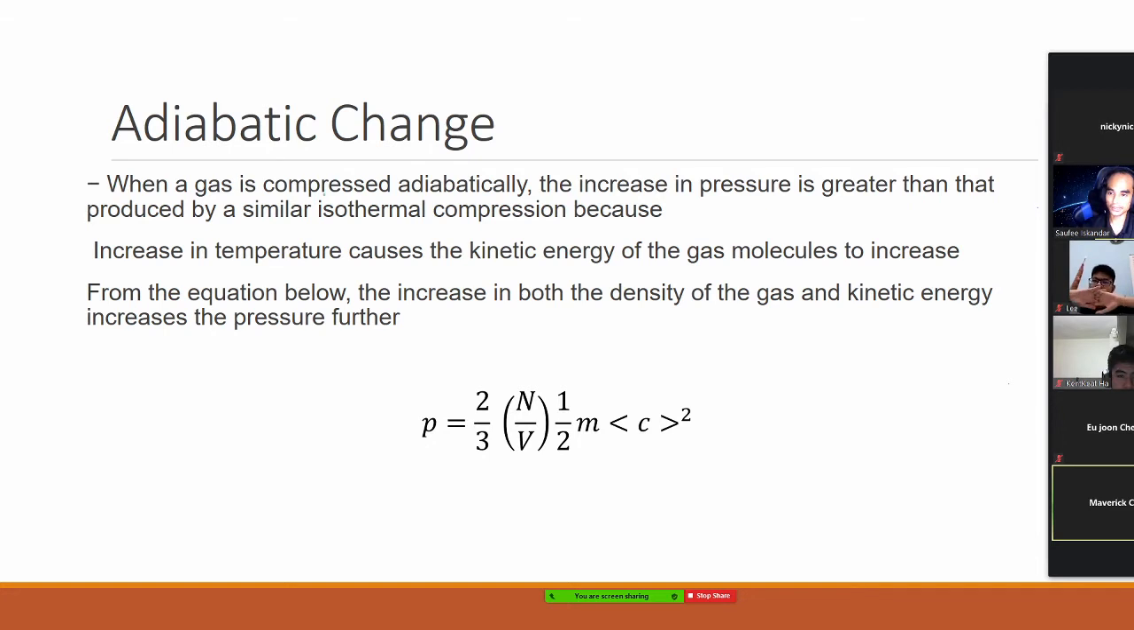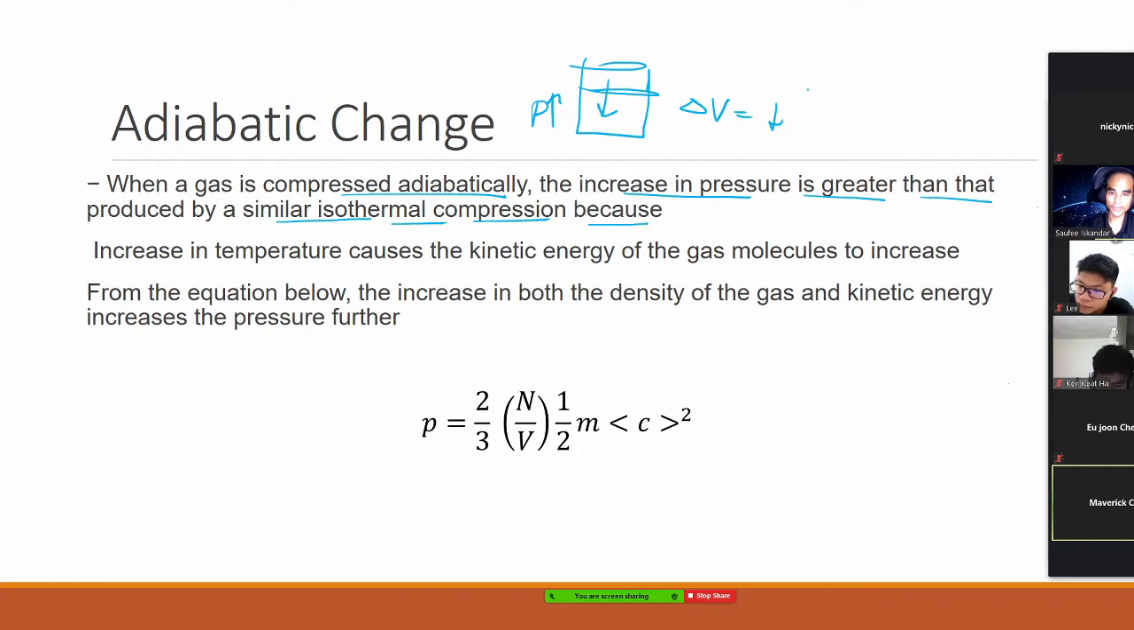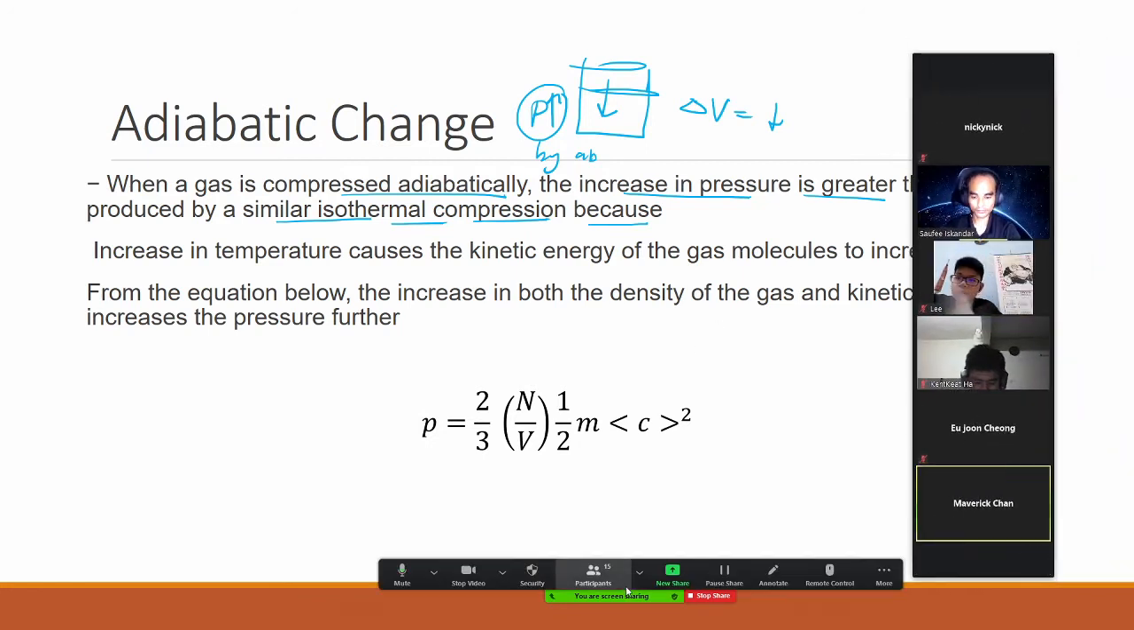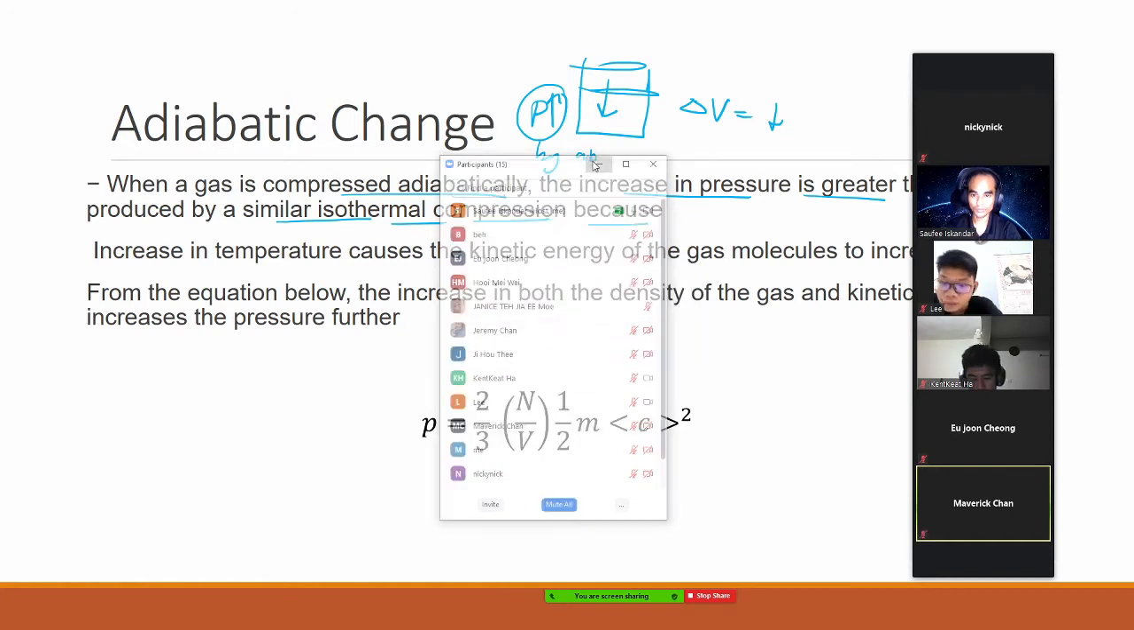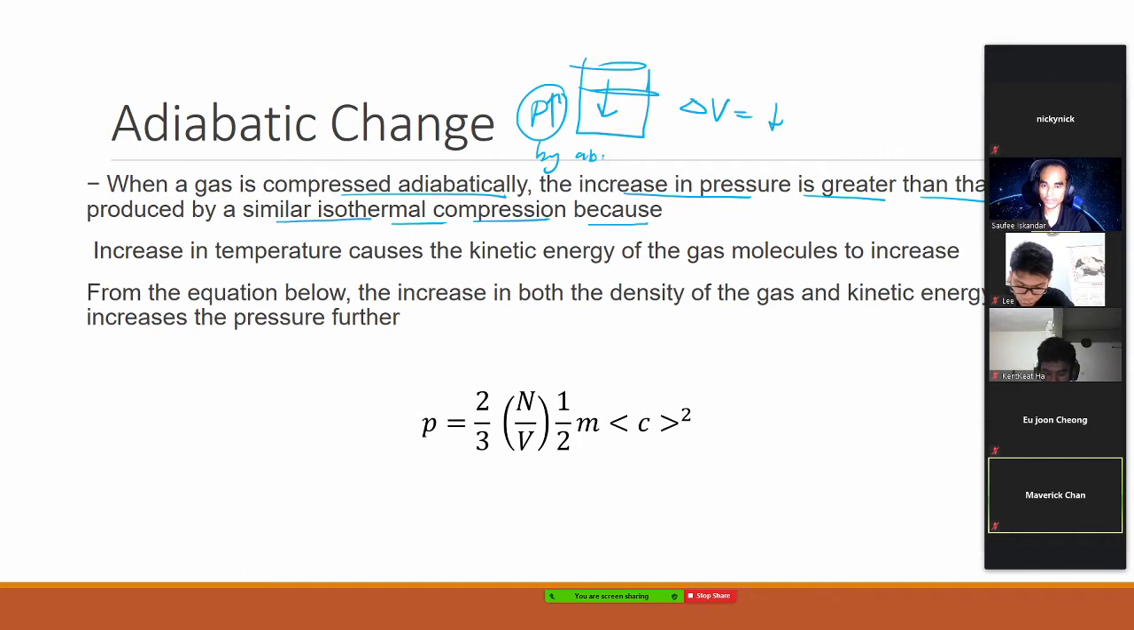When the gas is compressed adiabatically, the change of V is decreasing. The increase of pressure is greater. Of course, when you compress, pressure will be increasing. It's greater than that produced by a similar isothermal compression because the pressure by adiabatic is bigger than the pressure by isothermal.